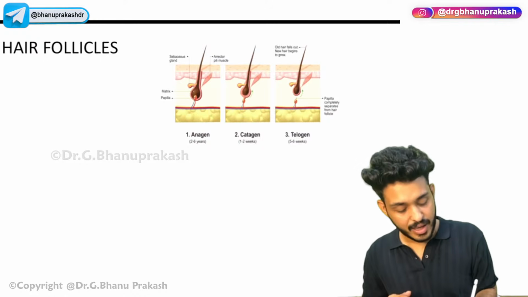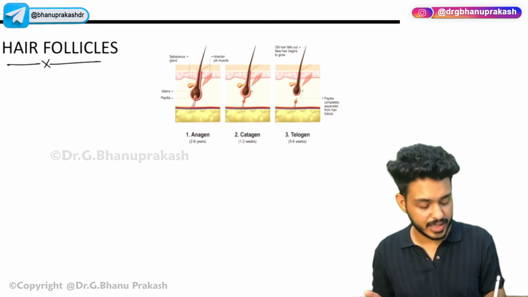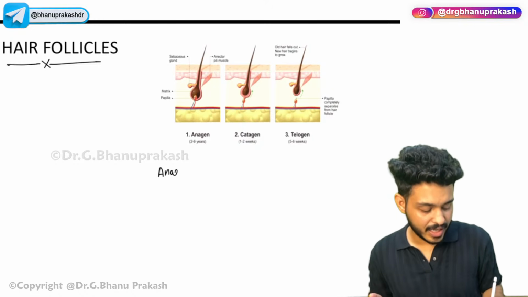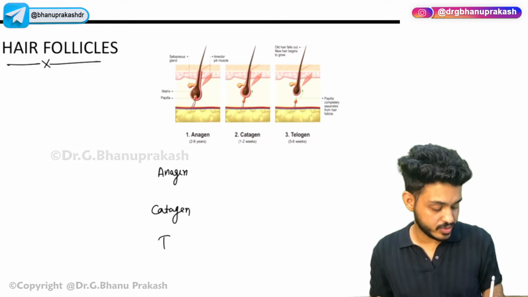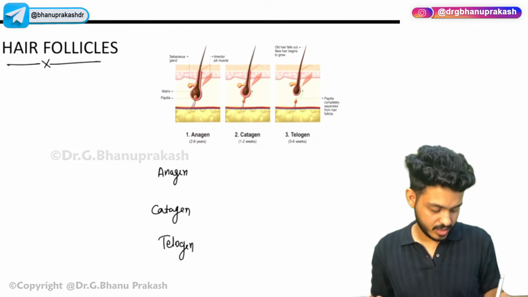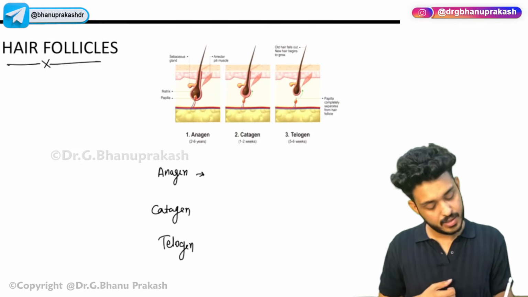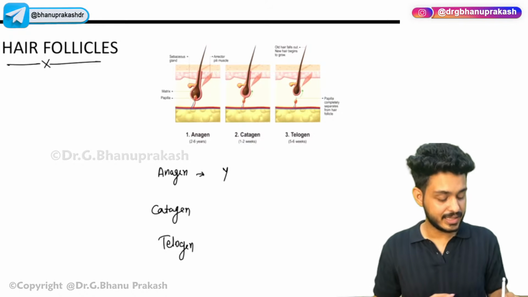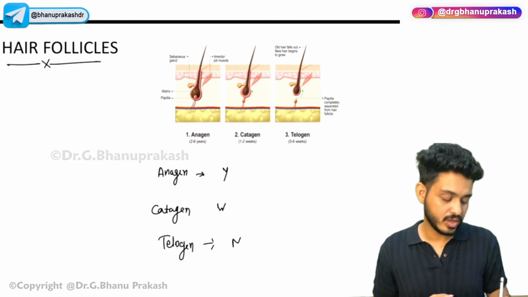Now moving on to the second gland. The second gland is your hair follicle. We have three stages of the hair follicle: the first is anagen, the second is catagen, the third is telogen. Sir, anagen will last for how many days, weeks or years? That would last for years. Catagen would last for weeks, and telogen would last for months.